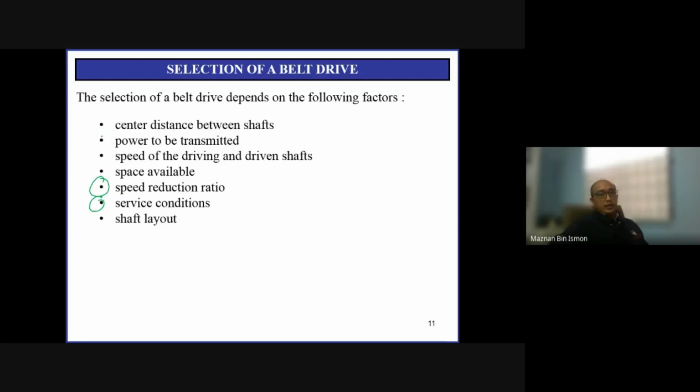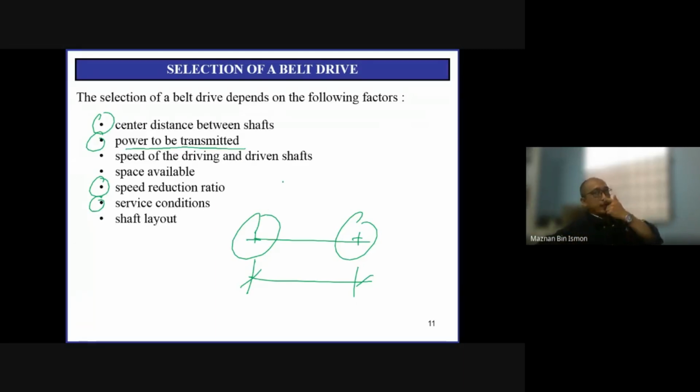Others is power to be transmitted. Less power can be transmitted using belt drive. And then the center distance between shafts, meaning in between pulley to pulley, depends lah. If you want to use gear, then it becomes too big. So if it is too long, then you need to use belting. Okay. Others you explore lah nanti. So this is a theory only.